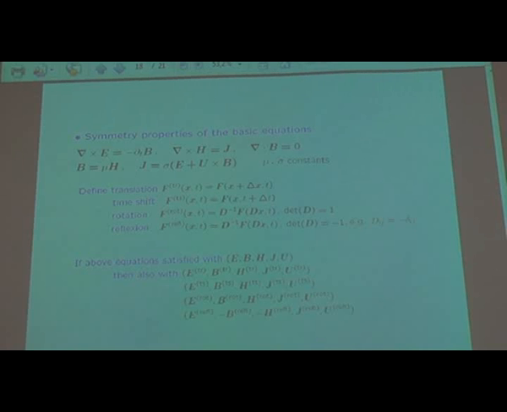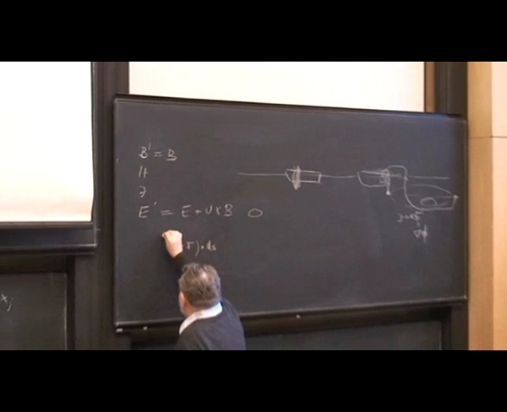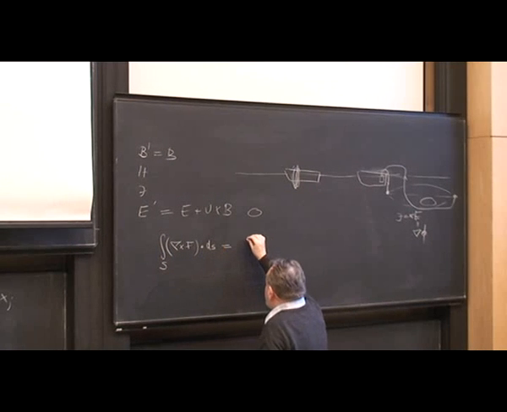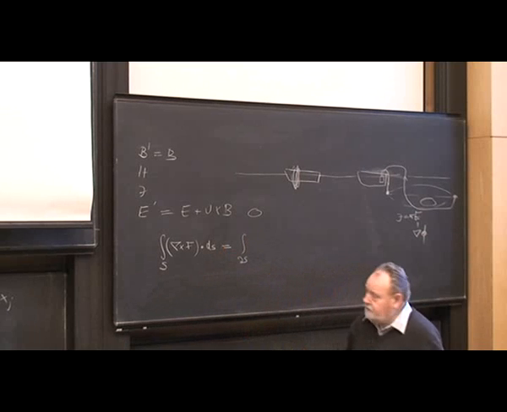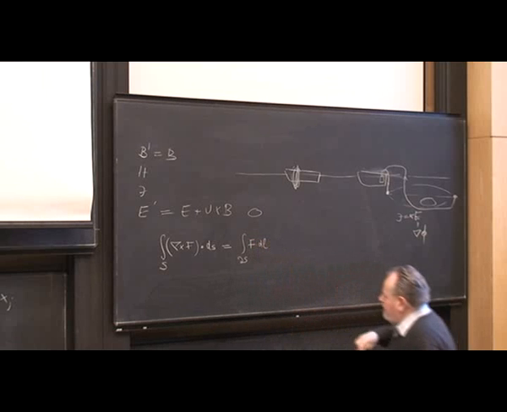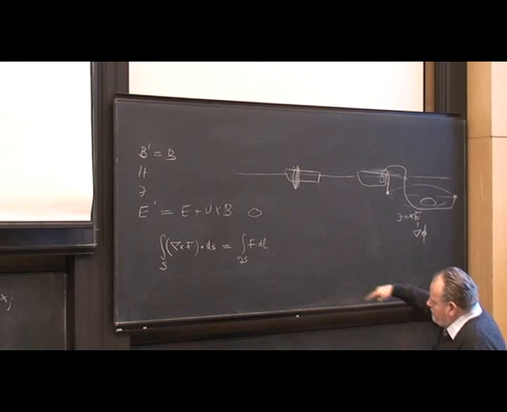And so curl F multiplied with a surface element integrated over a surface is, according to Stokes, the integral over the edge of the surface, F dl, let me write, L is the differential along the curve which gives the edge of this.